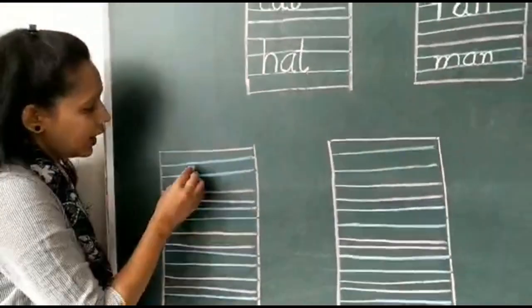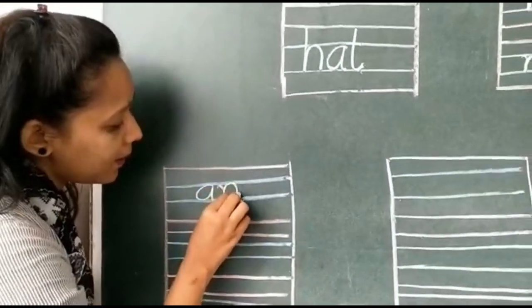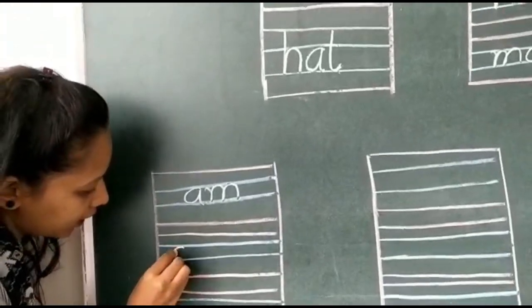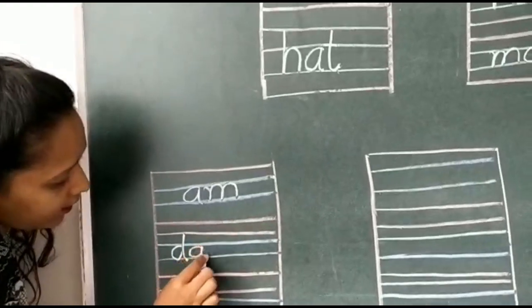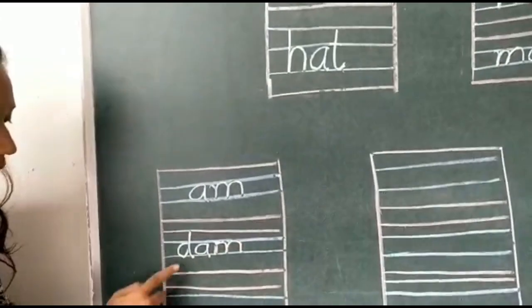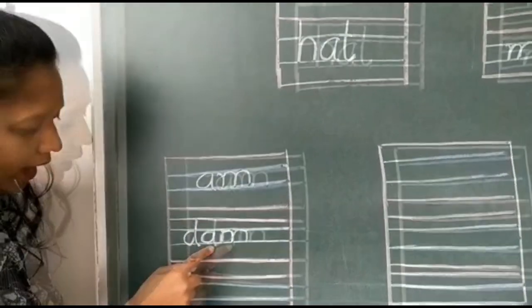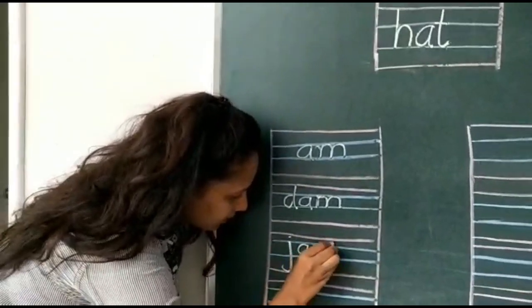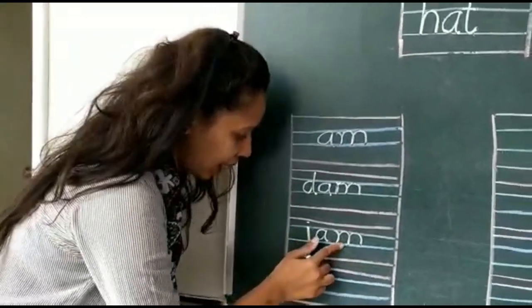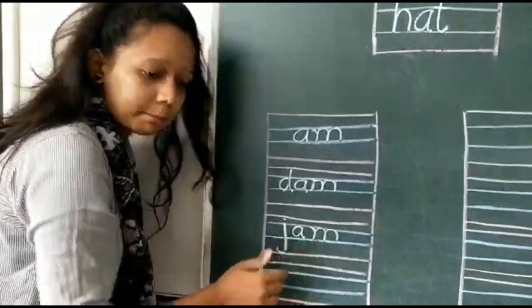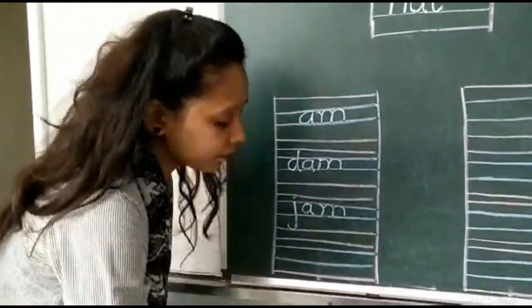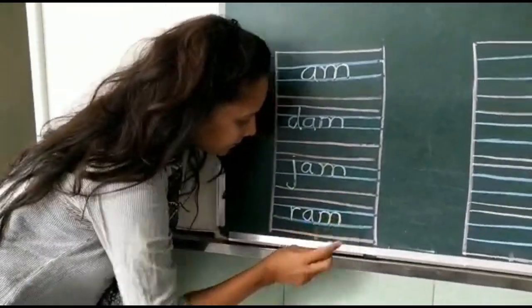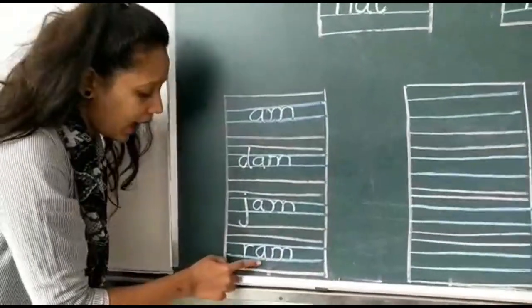The next word is am. D, am, Dam. J, am, Jam. The third is r. Ram. R, am, Ram.